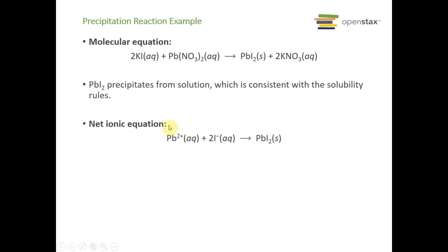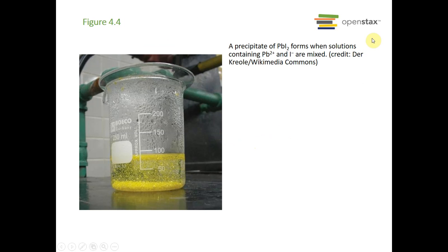The net ionic equation, which we've already looked at: lead ions, aqueous, plus 2 iodide ions, aqueous, goes to lead iodide, solid. And that just shows you what it looks like.